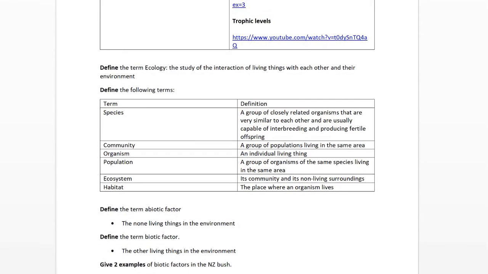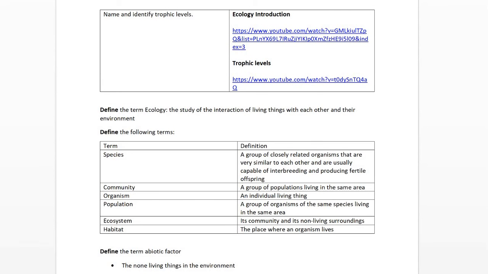In terms of assignment two, always start by making sure you're looking at the resources that you've been given. And I can't stress enough the importance of knowing your keywords and knowing your definitions. It's how you pass bio topics.